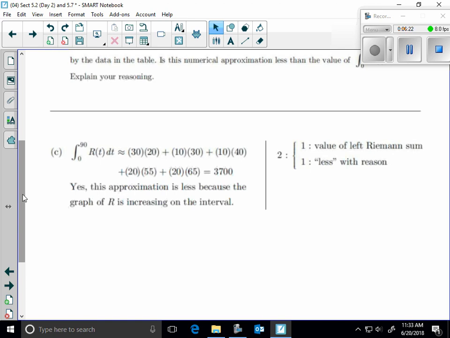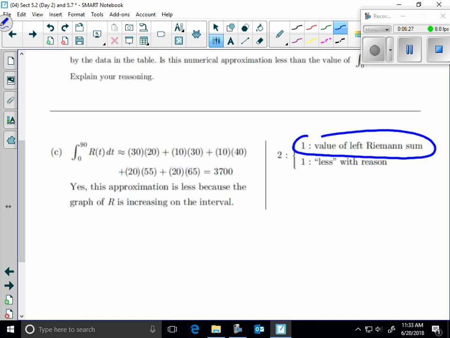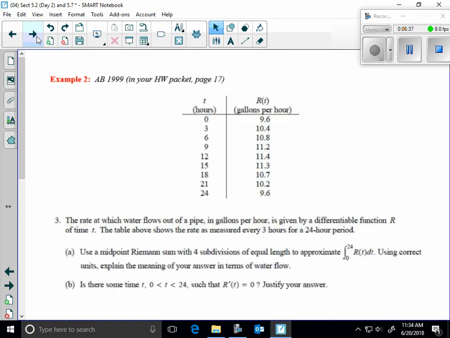Okay, so we have the value of the left Riemann sum, which is 1 point. We have the less with a reason. So we said underestimate with a reason. Therefore, we get 2 out of 2 on that part of that problem. All right, let's try another one here.